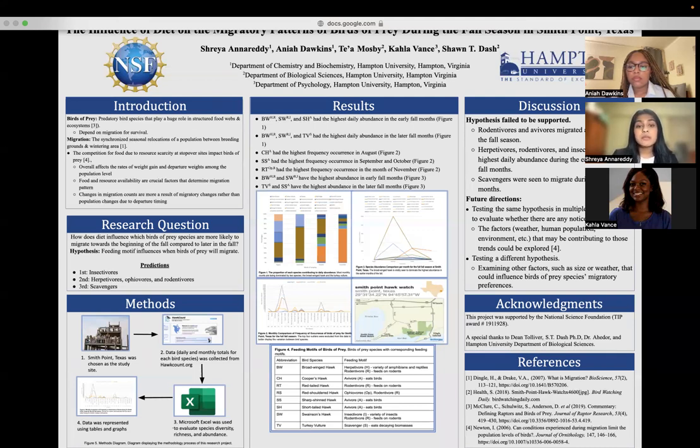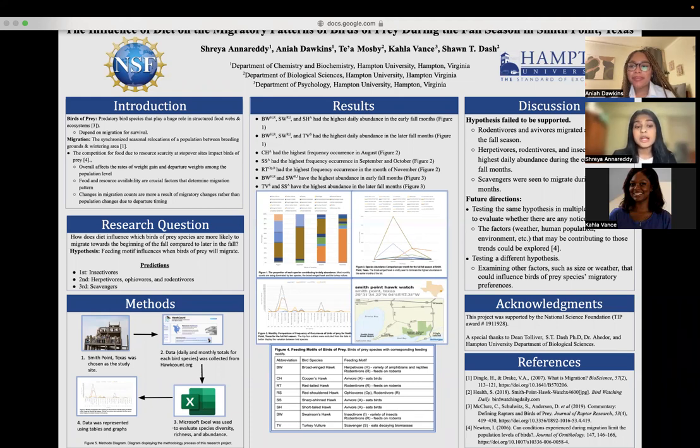So through this study, we aimed to fill that gap in research, but because we were unable to support our hypothesis due to no particular pattern or trend exerted by the birds of prey species, there are numerous future directions for this research. So one approach would be to apply a statistical analysis over the course of a few years, so about 5 or 10 years, to analyze if there are any trends noticed from a longitudinal standpoint. A different approach could be to test the same hypothesis in multiple different sites to evaluate whether there are any noticeable trends in those areas.